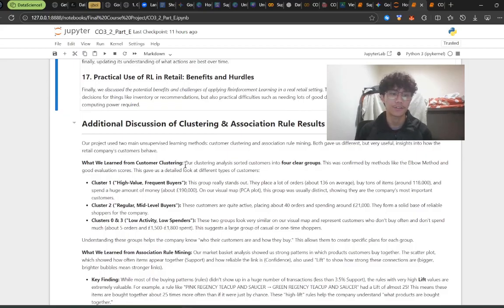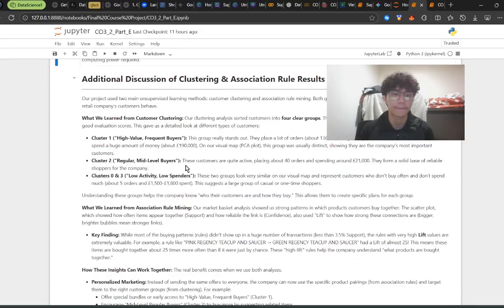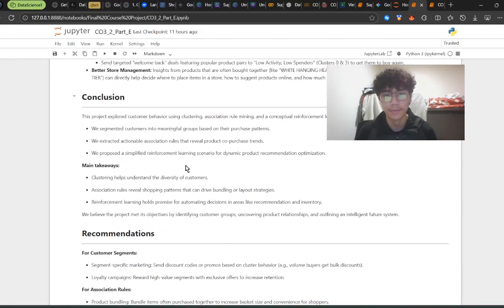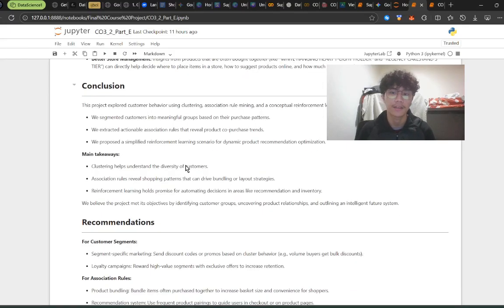So, in conclusion, this project successfully explored customer behavior using clustering and association rule mining. We segmented customers into meaningful groups, extracted actionable rules about product co-purchases, and conceptually designed a reinforcement learning system. The main takeaway is that clustering helps understand customer diversity, association rules reveal shopping patterns, and reinforcement learning holds promise for automating complex decisions.